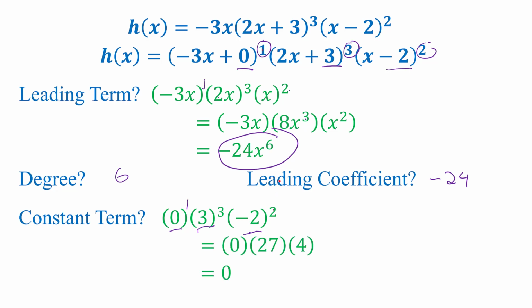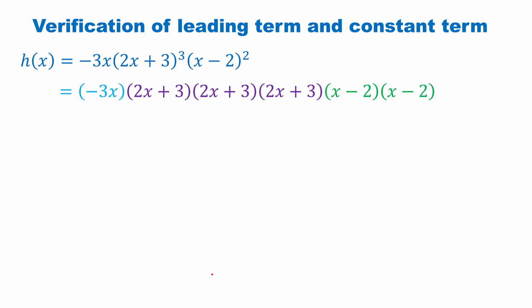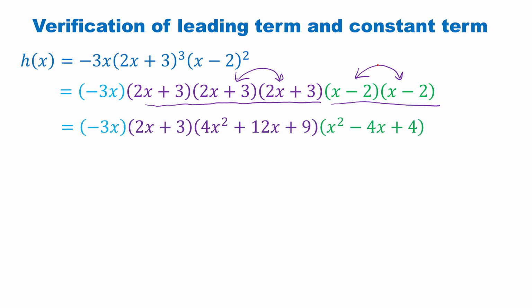Well, 0 times anything is going to just be 0. So we do have a constant term of 0 here. Let's verify in the next slide that we have indeed found the correct leading term and constant term. So here's our polynomial, h of x, and if we expand it, we have 2x plus 3 cubed, which is 2x plus 3 times 2x plus 3 times 2x plus 3. We have x minus 2 squared, which is x minus 2 times x minus 2. I start by multiplying 2x plus 3 times 2x plus 3 and x minus 2 times x minus 2.